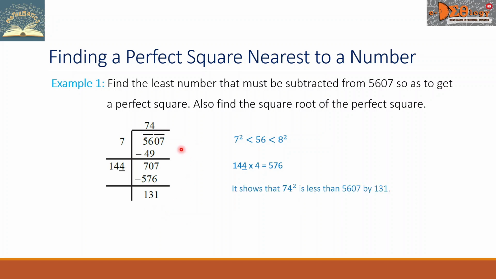With this solution, it shows that 74 square is less than 5,607 by the remainder 131. So that means the required perfect square is 5,607 minus the remainder 131, and the answer is 5,476. So this is the perfect square number. So when we take the square root of this 5,476, the answer is 74.